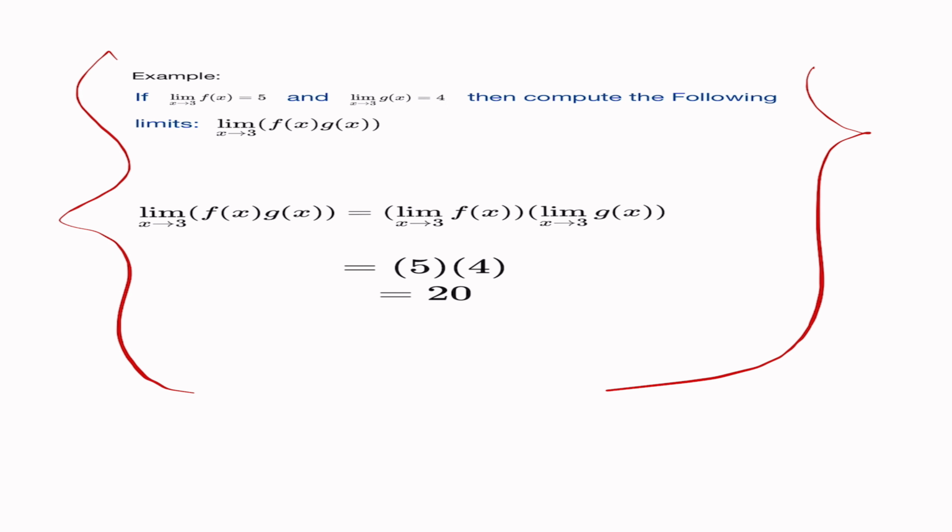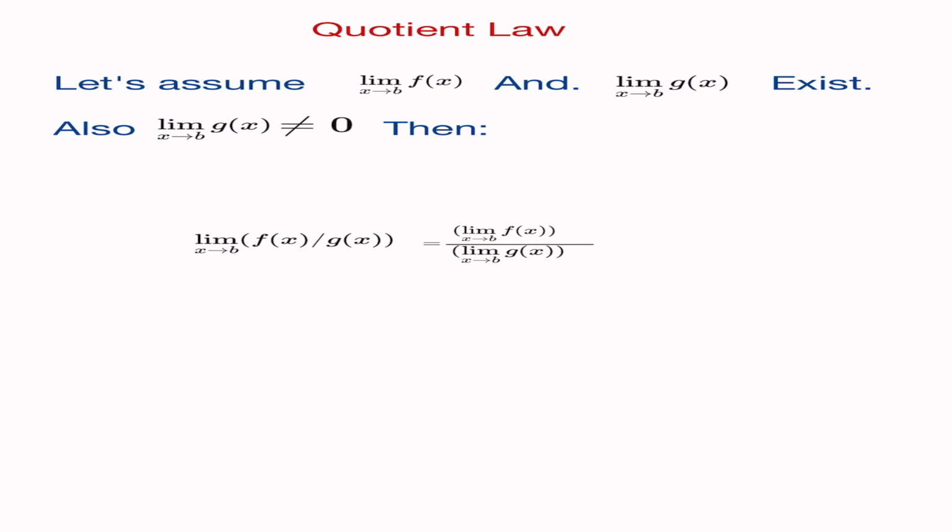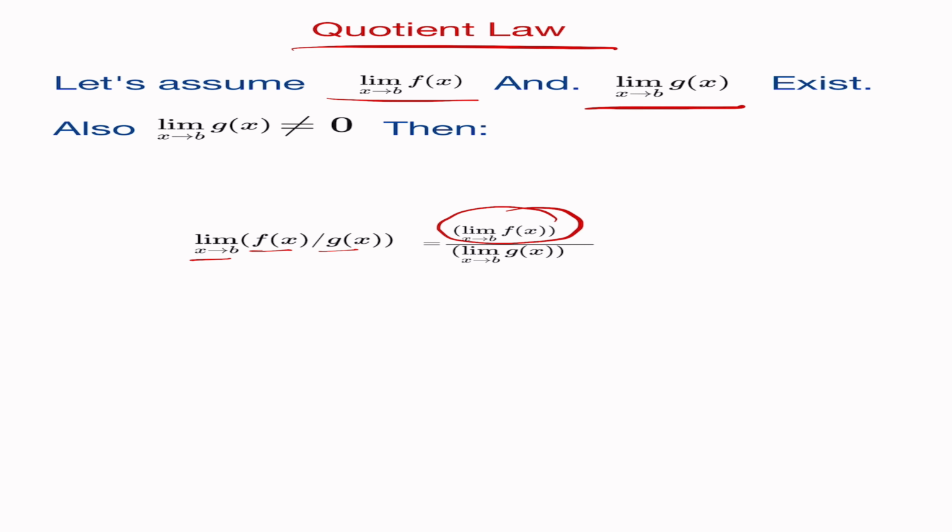Okay, now let's find out the quotient law. Let's say both functions are defined. Then the limit as x approaches b of f of x over g of x is simply the quotient of the two limits. Since this is our denominator, it cannot be 0. Okay, so let's do an example.